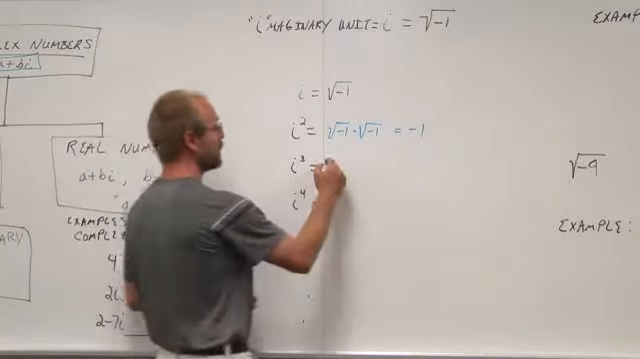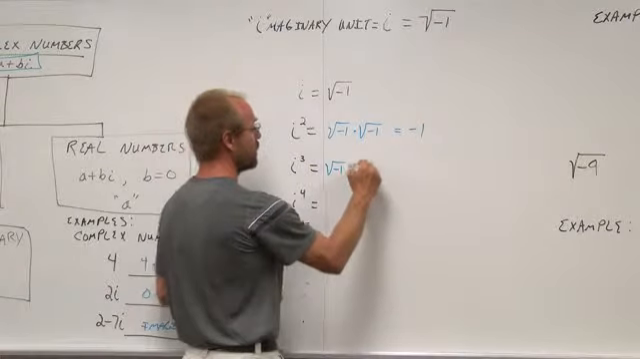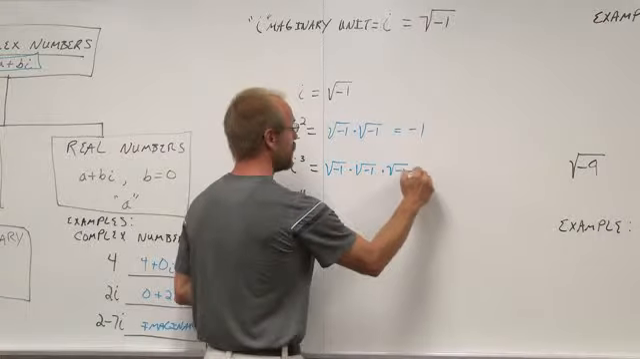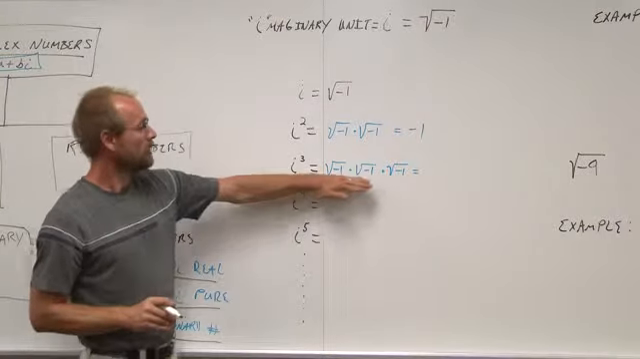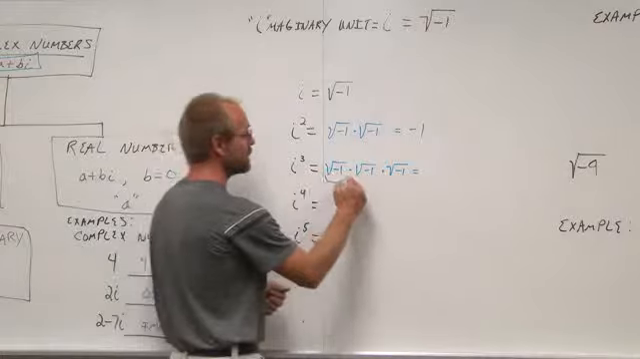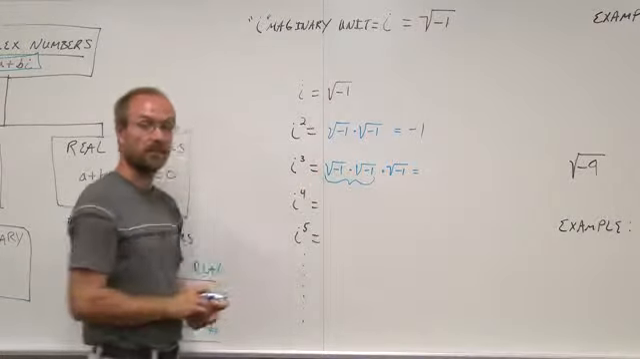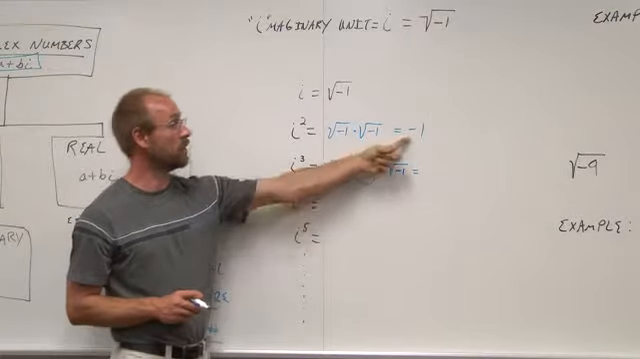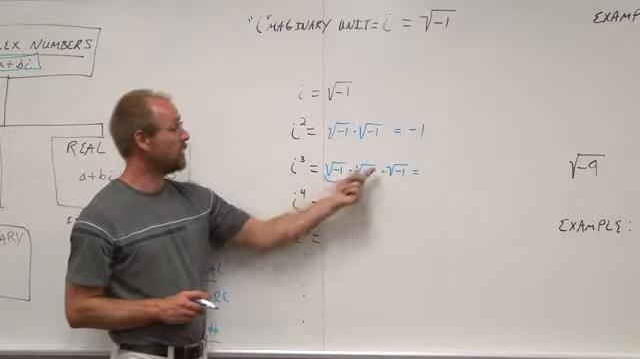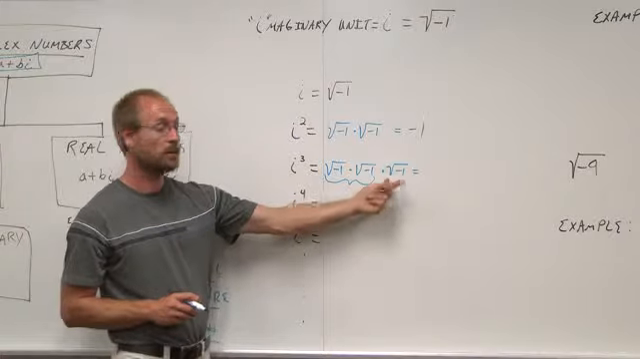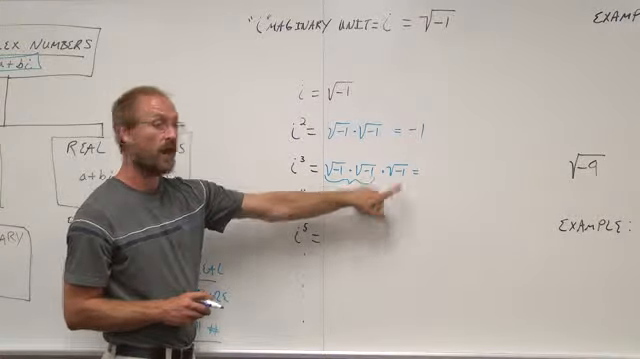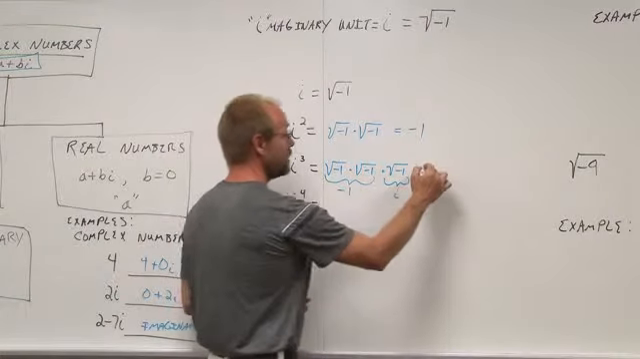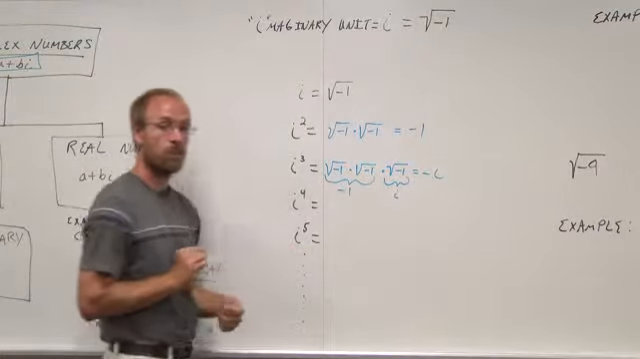i cubed, well, that's just the square root of negative 1 times the square root of negative 1 times the square root of negative 1. Well, let's just assess for a moment. This portion here, that's the same as this, isn't it? It's just 2 units of our i being multiplied together, which we already know is negative 1. So negative 1 times the square root of negative 1, well, the square root of negative 1 is just i. So this becomes negative 1 times i, which is just negative i.